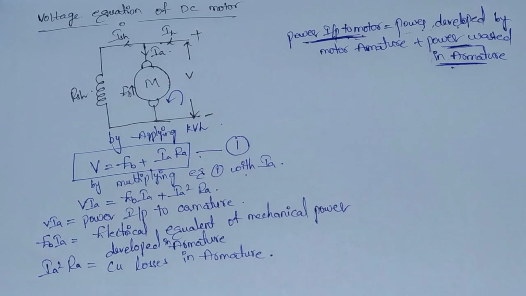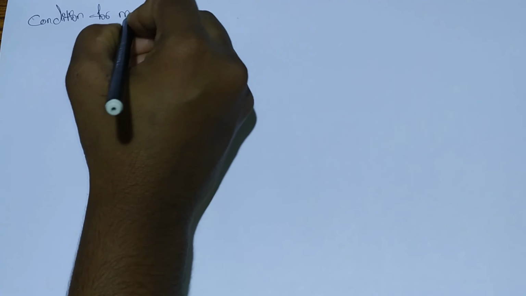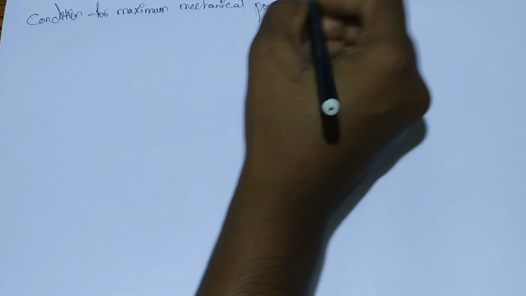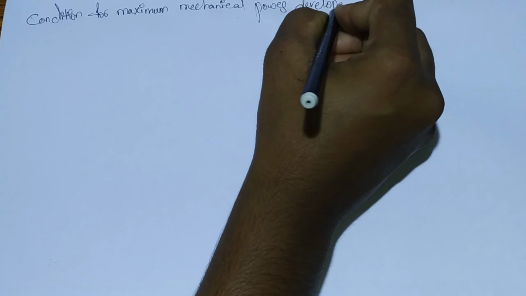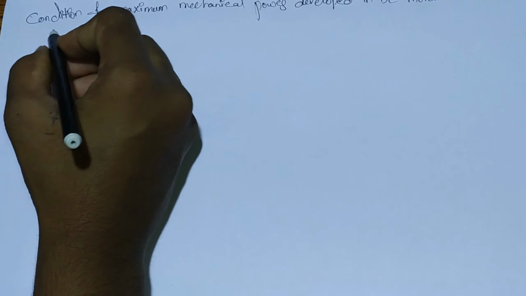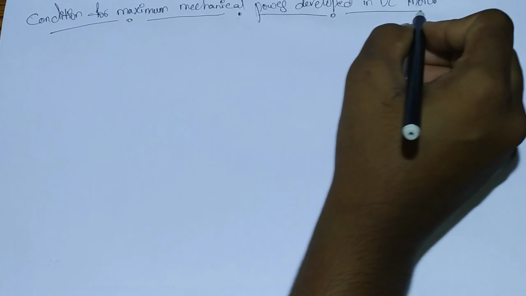And next we have the second topic, the condition for maximum mechanical power developed in a DC motor. So what is the condition to develop maximum mechanical power in a DC motor? Now we can derive that.